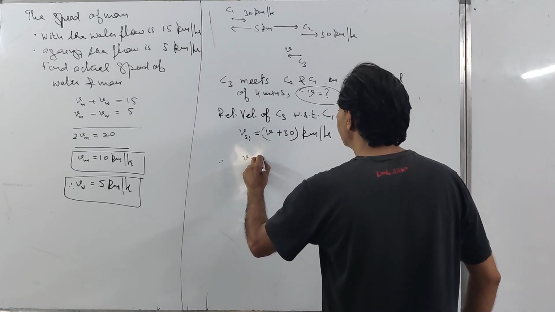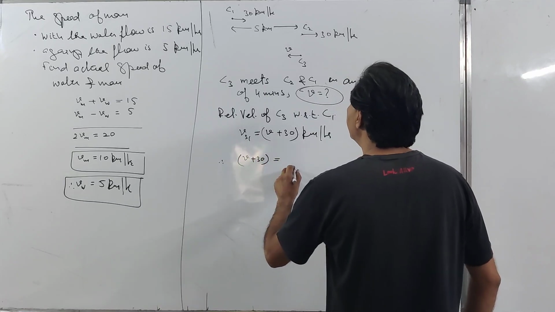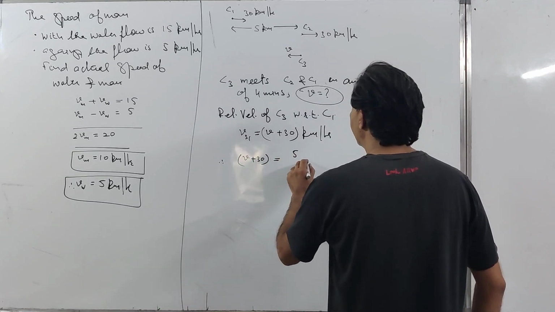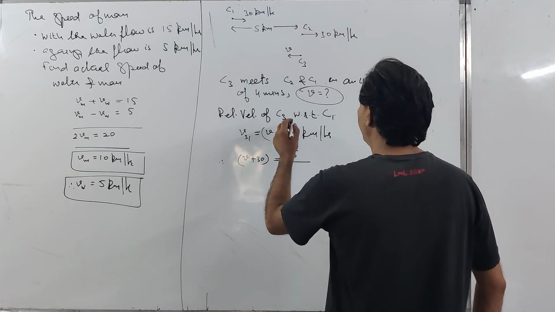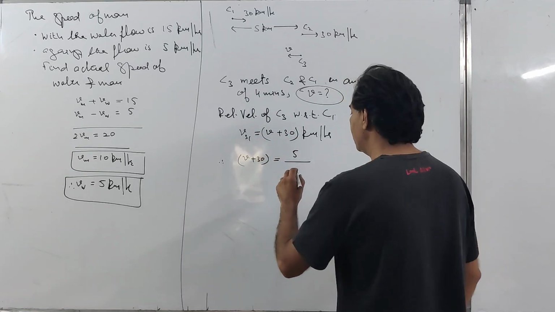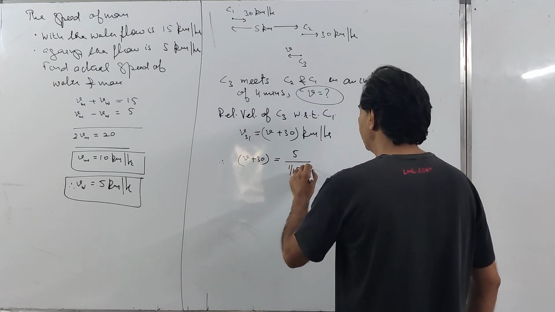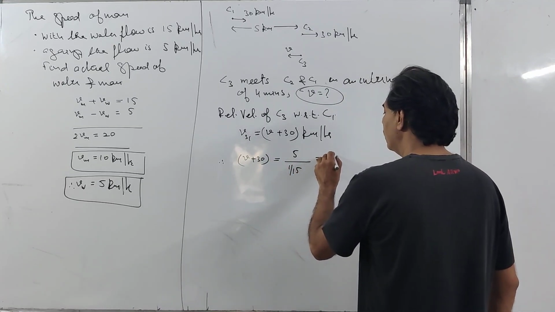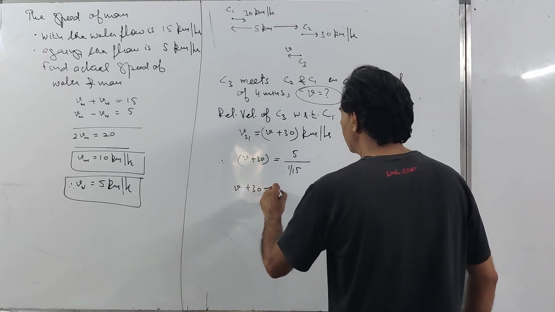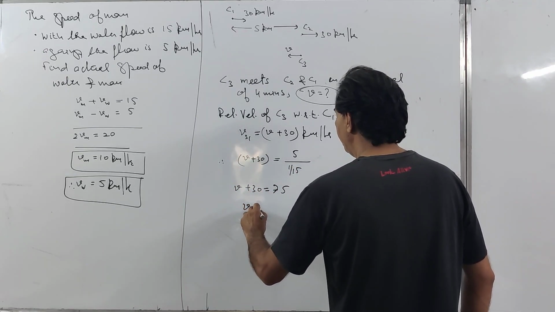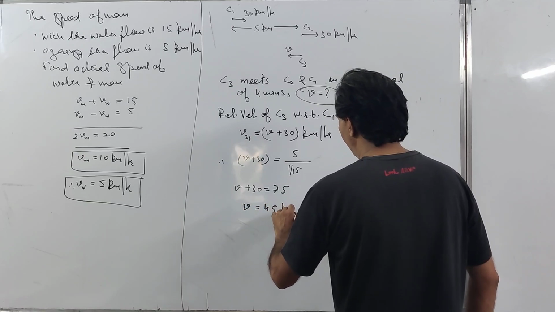Therefore V plus 30. Speed, distance 5 kilometers, time 4 minutes. 4 minutes is 4 by 60, 1 upon 15 equal to... let it be here. V plus 30 is 75 and V would be 45 kilometers per hour.